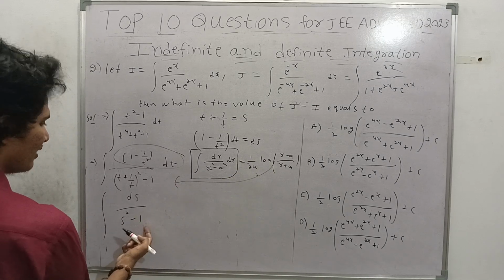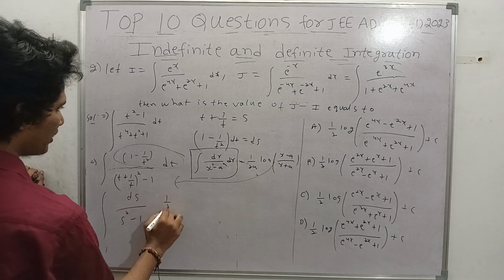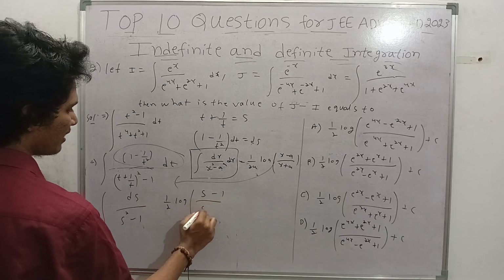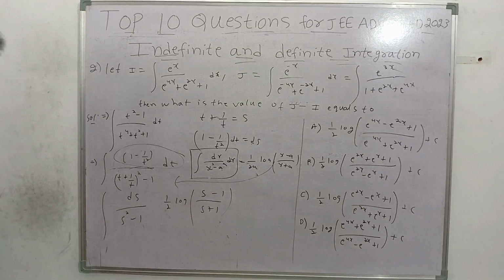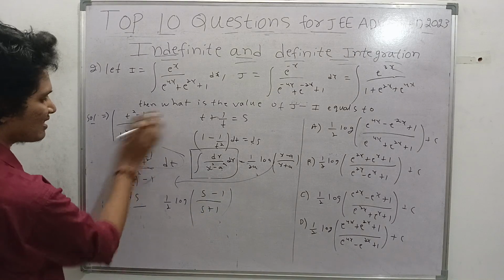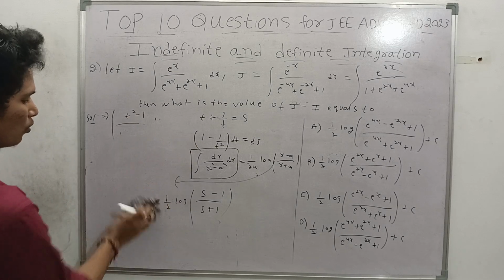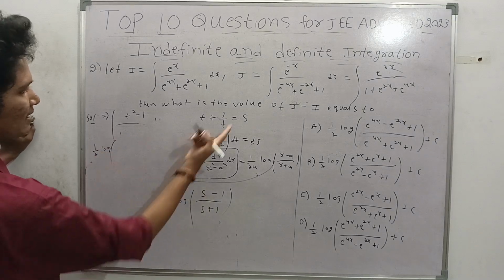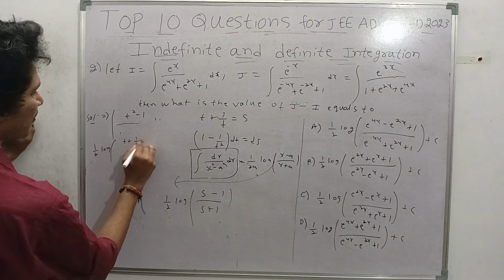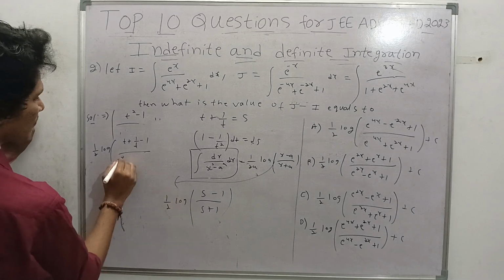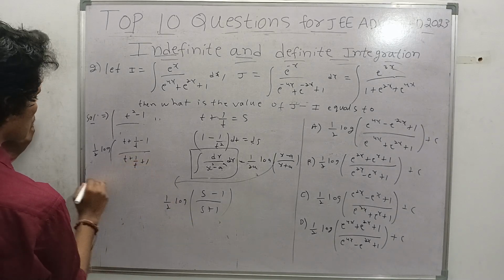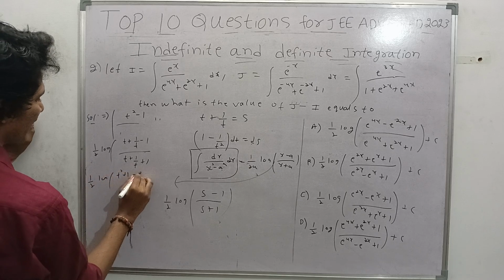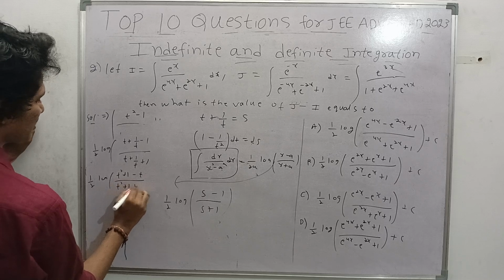What is a here? A here is 1. So 1 by 2 log of s minus 1 divided by s plus 1. Now the complete integration is completed. Now I have to replace s, which is t plus 1 by t. So half log of t plus 1 by t minus 1 divided by t plus 1 by t plus 1. So half log of t square plus 1 minus t divided by t square plus 1 plus t.